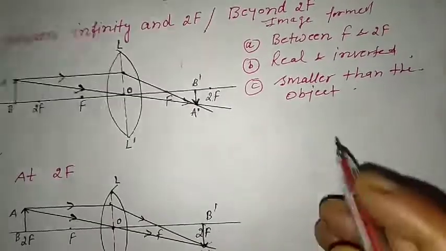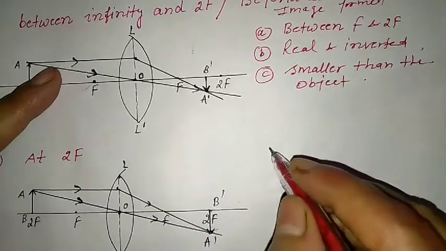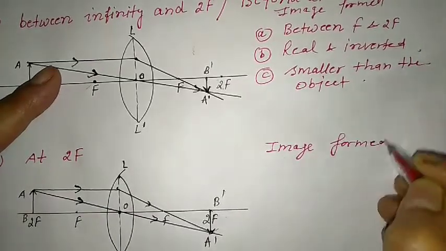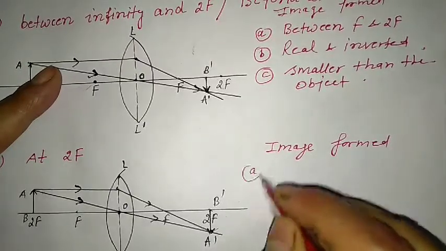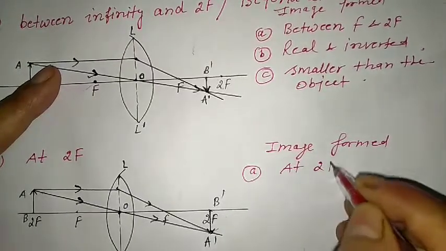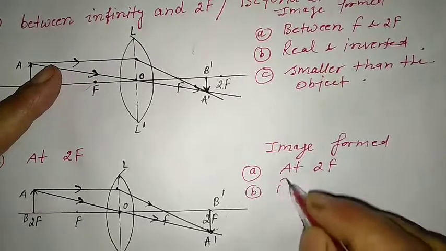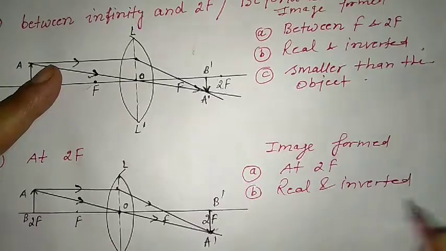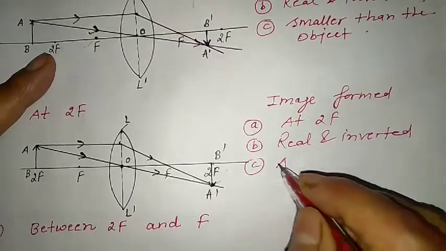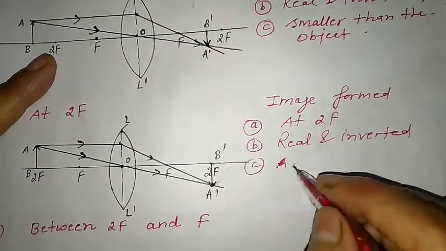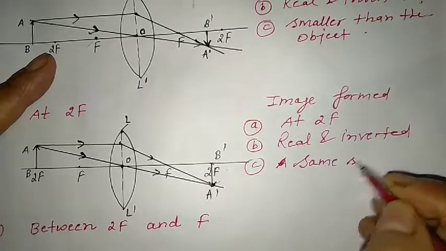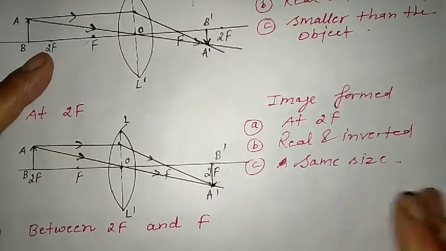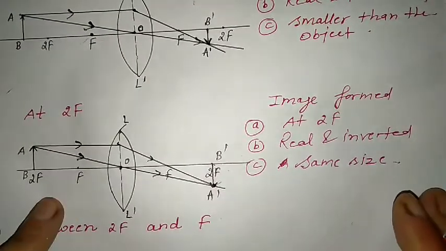So what type of image is formed, or where is the image formed? Image formed: first part, at 2F. B, real and inverted. C, same size. At this position the size will be the same as the object. So this is the third position.